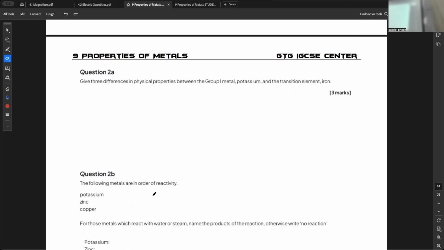Why use displacement when you just throw it in acid? Copper can react with acid. It won't, it's not reactive enough. Let's see. Yes, copper can react with certain acid. And copper, no.